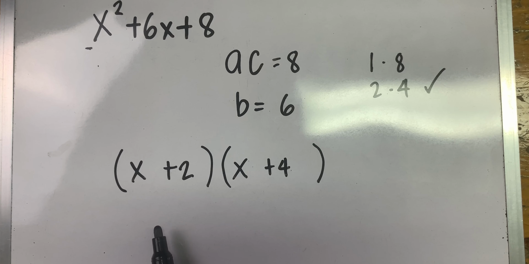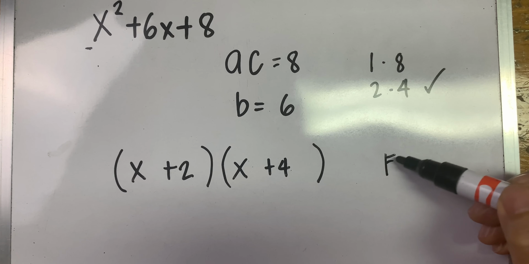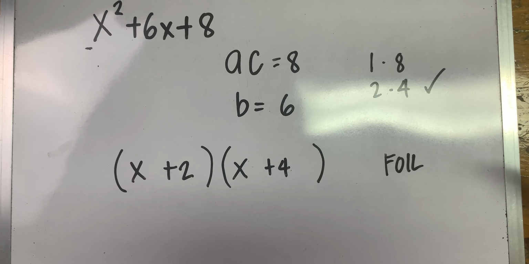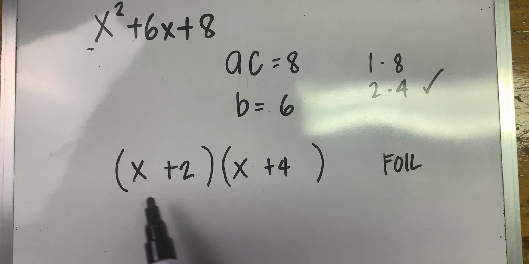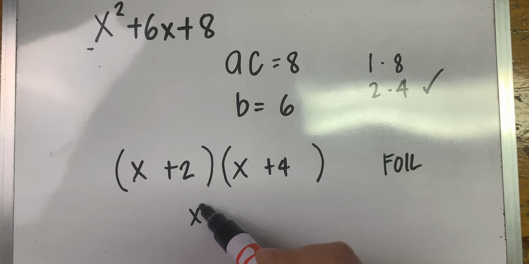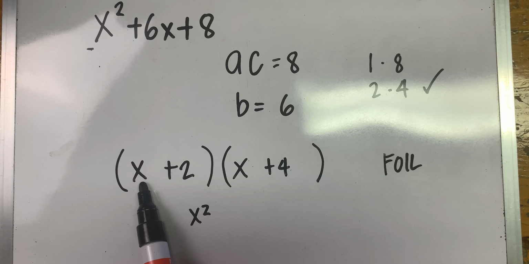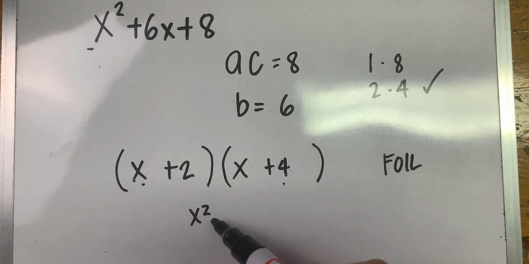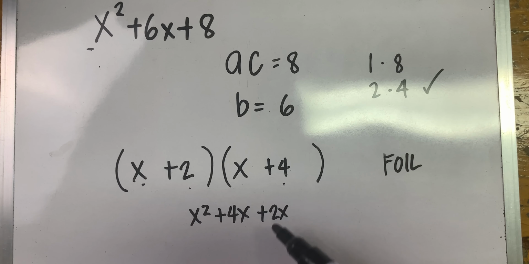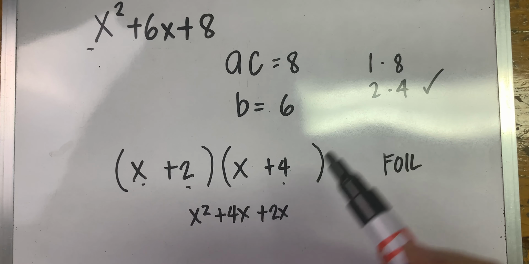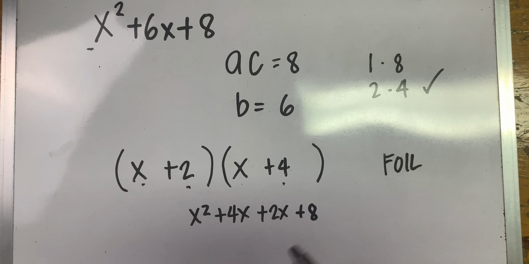Now, paano natin malalaman kung tama ang sagot natin? So, gamitin natin yung FOIL method. Yung FOIL method, doon natin ma-check kung tama nga yung factors natin. So, first, f is first. So, x times x, x squared. Outer, x times 4, positive 4x. Inner, 2 times x, positive 2x. And then last, 2 times 4, plus 8.